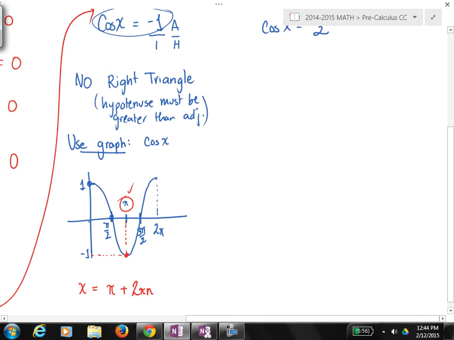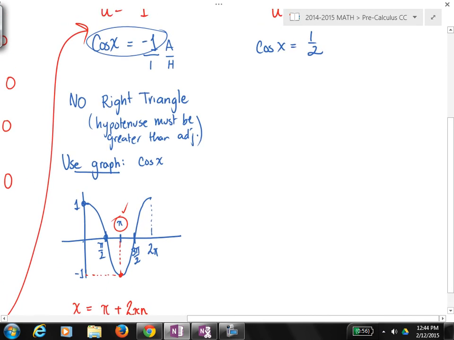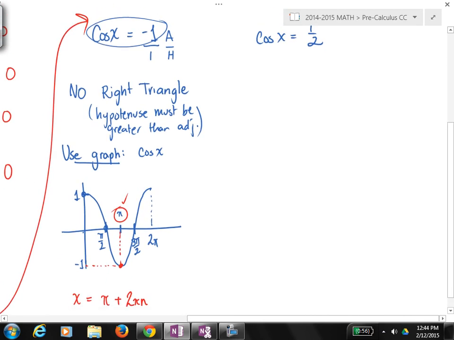We have cosine of x equals 1 half. Can I do a right triangle for this one? Yeah, because if you look at this, the hypotenuse is 2. That's okay, so long as the adjacent is not 2, but in this case it's 1, so a right triangle will work here.